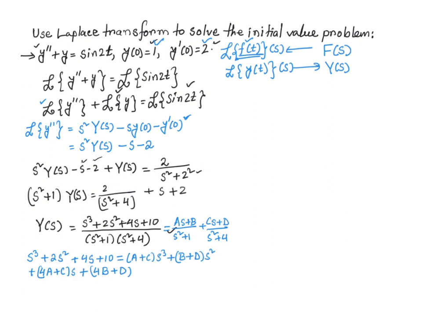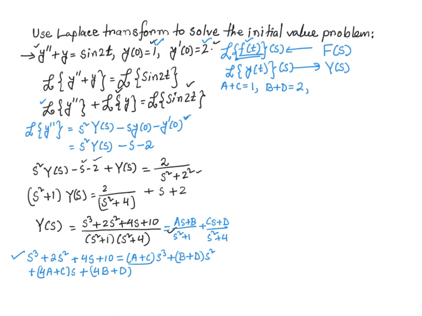Once I get this, I can compare the coefficients on both sides of this equation. So s cubed has a coefficient of 1 on the left, and s cubed has a coefficient of A plus C on the right. So it must be the case that A plus C is equal to 1. Similarly, s squared has 2 on the left, and B plus D is the coefficient of s squared on the right.